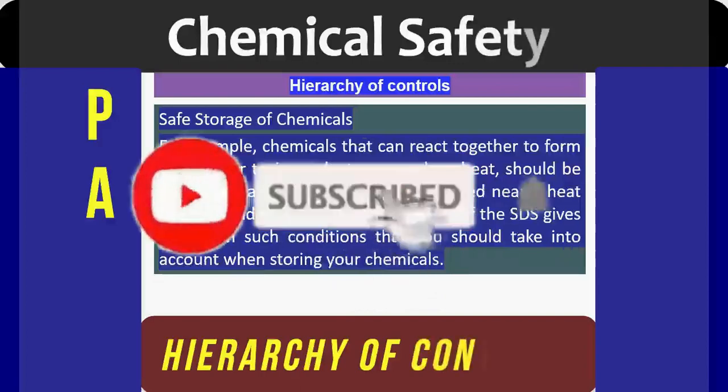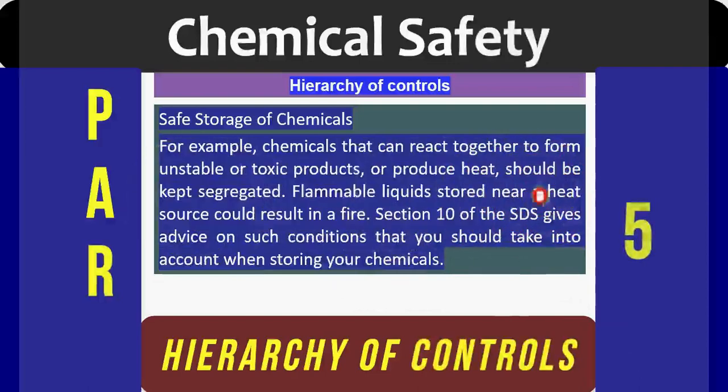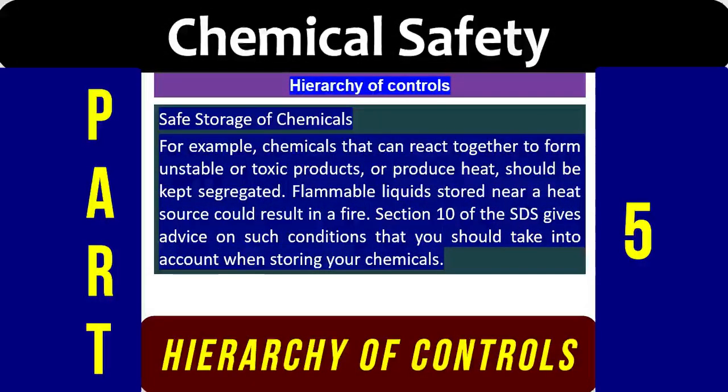Dear friends and fellows, you are watching Safety First Life. And today we are talking about chemical safety, how to control chemicals, how to manage chemicals on site. And we're discussing hierarchy of control, the training needs, and the assessment of risk with respect to chemicals on site. We are talking about safe storage of chemicals. For example, chemicals that can react together to form unstable or toxic products or produce heat should be kept segregated. Flammable liquids stored near a heat source could result in a fire.